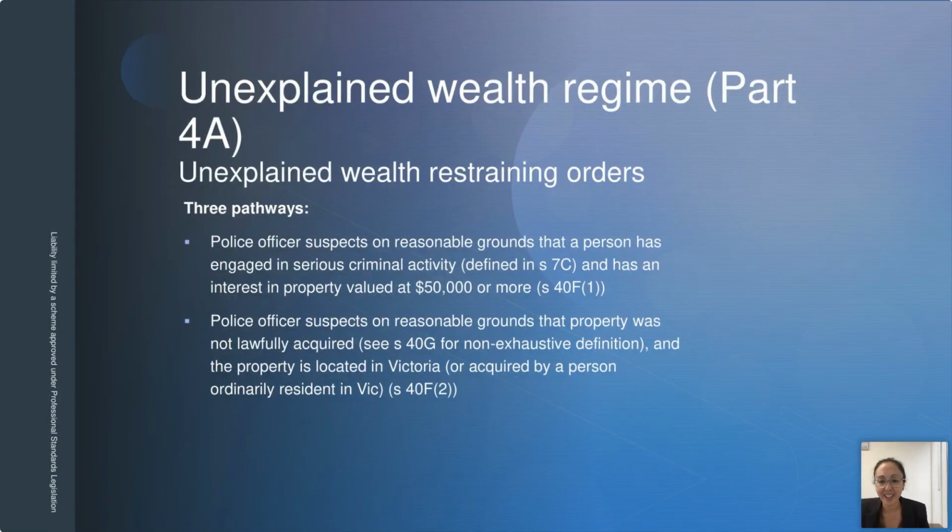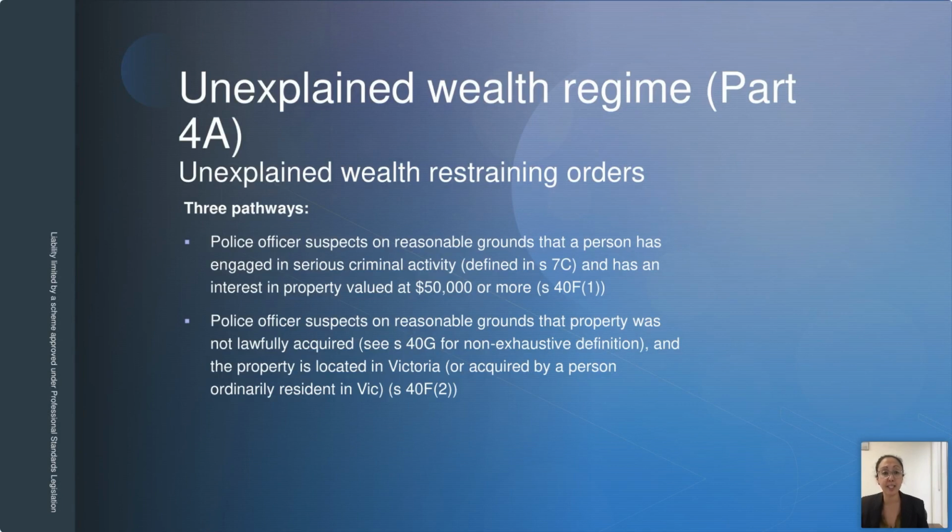Okay, I've got 9 minutes to quickly run through unexplained wealth. So unexplained wealth restraining orders is the third form of restraining order. At present, there are only 2 pathways. The third pathway is coming in March. So the first 2 pathways, we've got suspicion. These are all suspicions. So civil forfeiture, unexplained wealth, there need not be any criminal offence charged, convicted of whatsoever. This is on a suspicion basis and does not even require nexus to specific criminal charges or criminality.